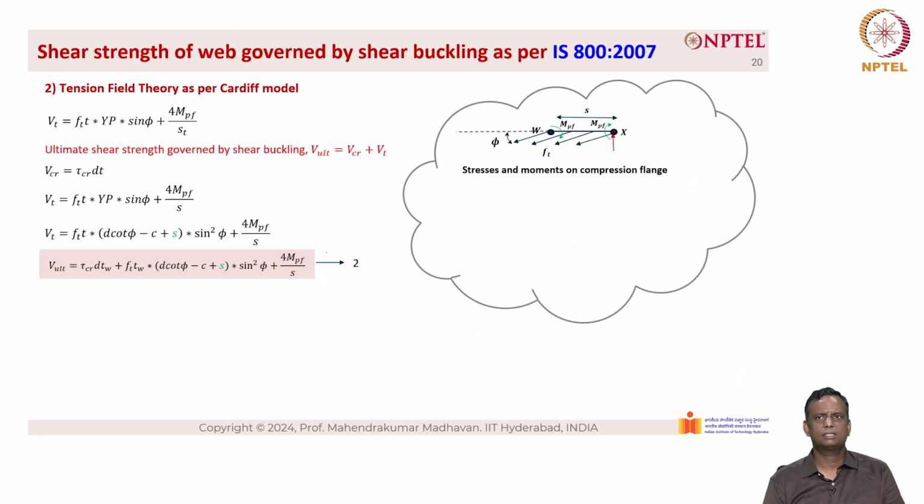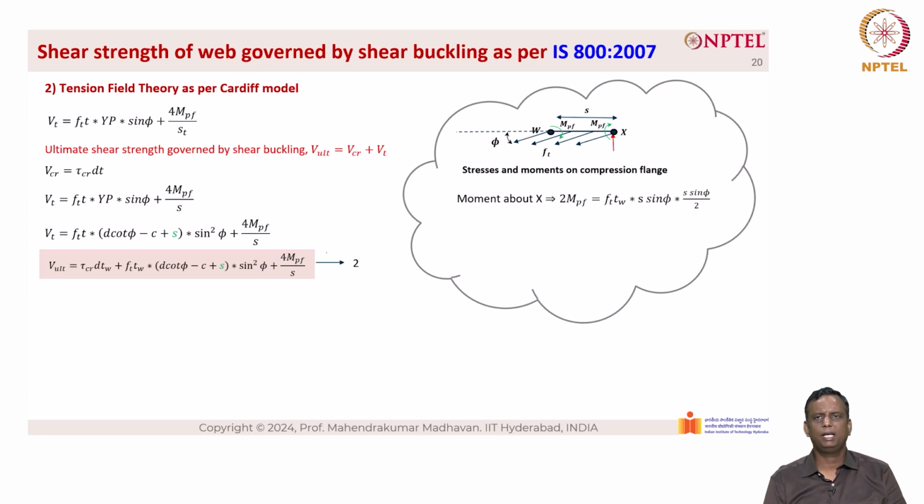Now let's look at the stresses and moments on the compression flange. On the compression flange, you can see the anchor distance S, and there are two hinges there, MPF and MPF, that are acting here. So the moment about X is given as 2 MPF, which is equal to Ft into Tw into S into sin phi. Ft into Tw is basically the stress into the thickness into S sin phi. Basically we are looking at the vertical component, which is given as S into sin phi.